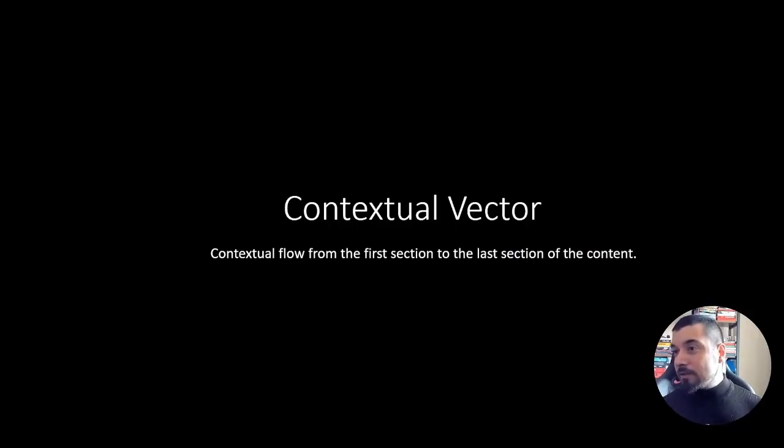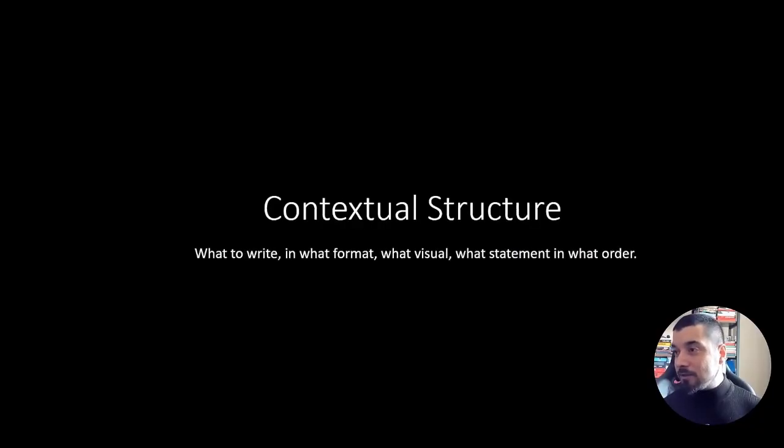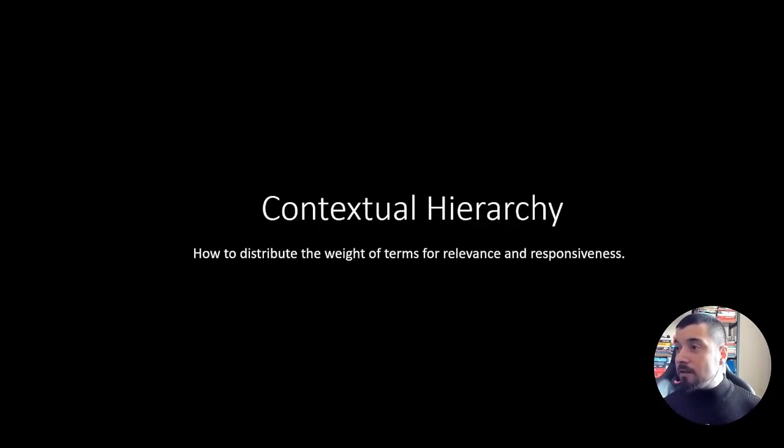When it comes to contextual vector, this is actually how we process the context from first section to the last section. It means that nothing is random. Everything is connected to each other. The structure actually determines what we will be writing, in what way, and after what, or before what. Hierarchy means how we will be ordering and also giving more weight and coverage to which section. According to the hierarchy, the internal links and their prioritization and distances, all of them will be changing.